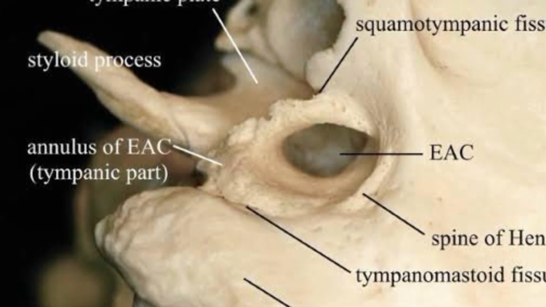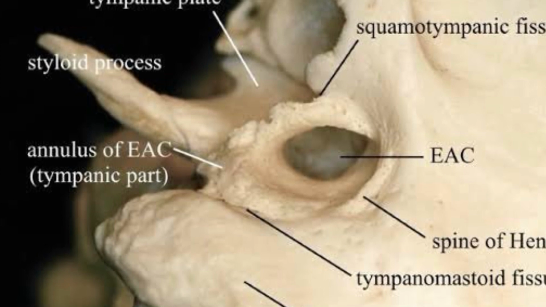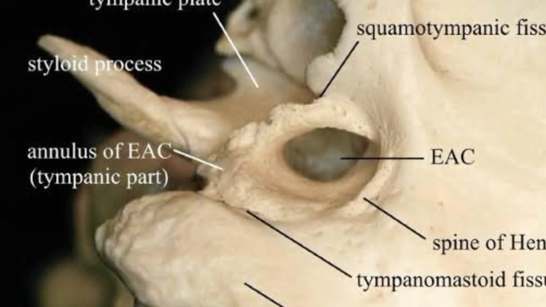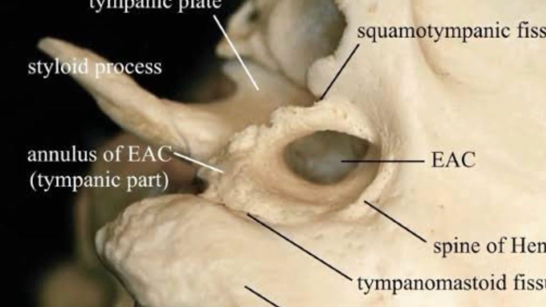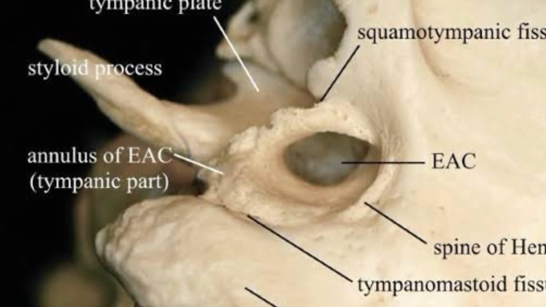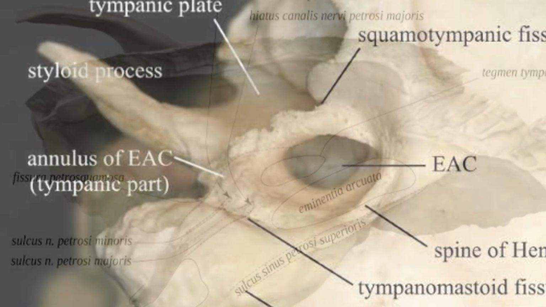So the anterior tympanic artery and the anterior ligament of malleus are situated in the larger or external part of this petrotympanic fissure, while the chorda tympani is situated in the smaller or internal part of this fissure.